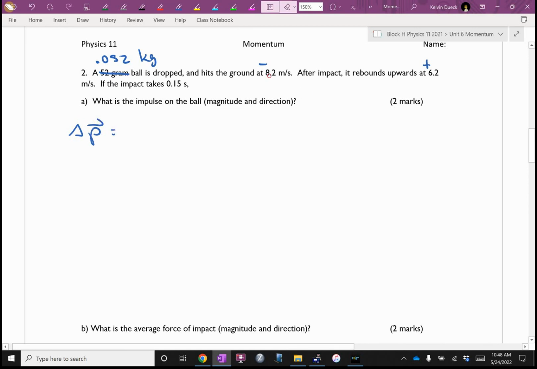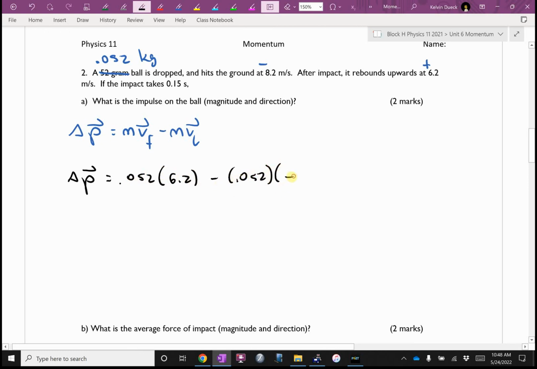I noticed they gave me a final and an initial velocity. So Sarah, I said I'm going to use mv final minus mv initial, which is on my formula sheet a little bit in disguise with the delta, but change in anything is final minus initial. The impulse is going to be 0.052 times 6.2 minus 0.052 times negative 8.2.